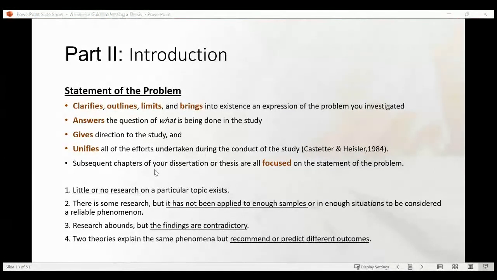Another way here is to investigate why two theories explain the same phenomena, but they have different outcomes. So now here you need to intervene. You need to do something to, let's say, test the hypothesis or test the theories.